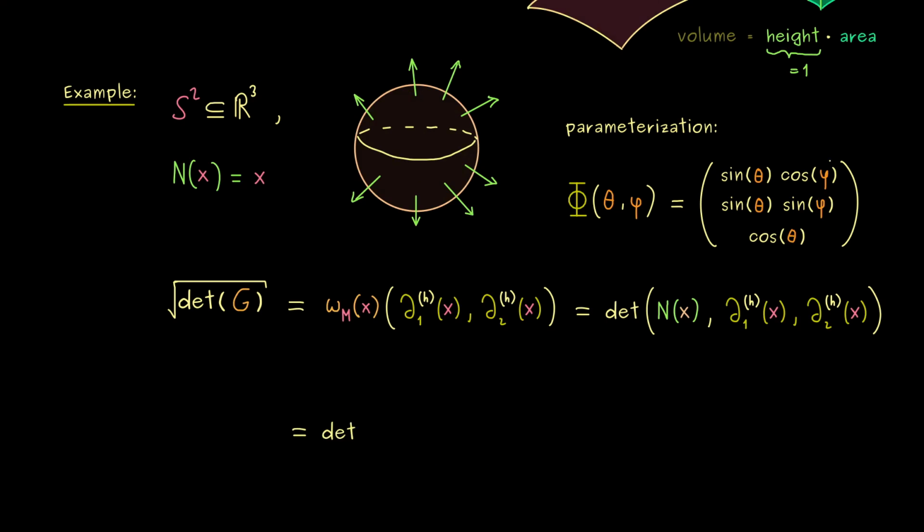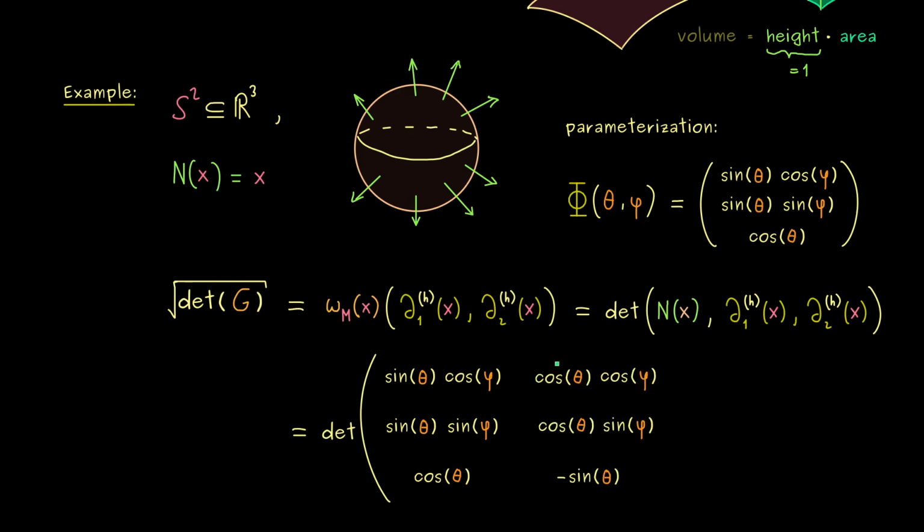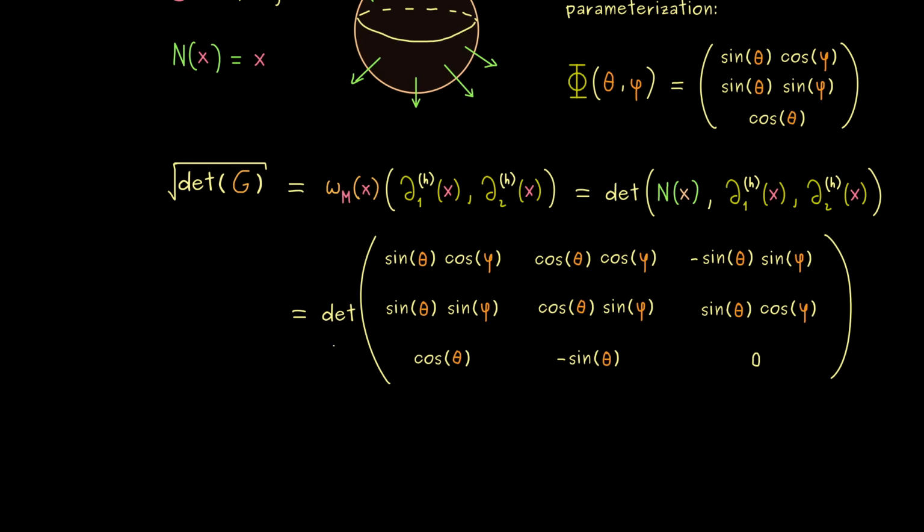If you really write it down with all the inputs, it does not look so easy, so maybe let's do it. Now the first column is just n(x), so just x, or with the parameterization, this vector here. And then comes the first partial derivative, which means with respect to theta. Hence, we get this nice column here. And then finally, the third column is given as the partial derivative with respect to phi. And there we have it. This is the real nice 3 times 3 matrix. And now you can calculate the determinant. And what we see is that we get out sine of theta.